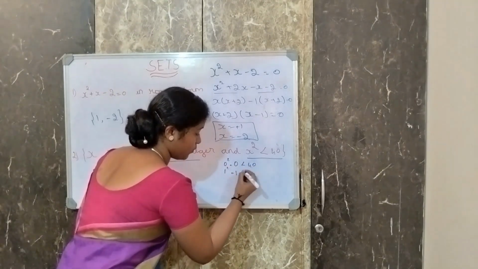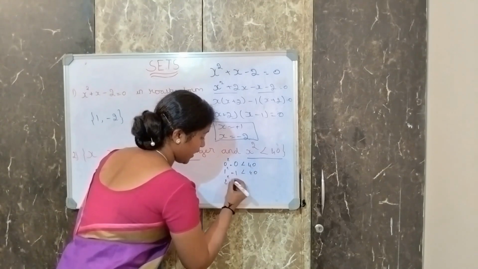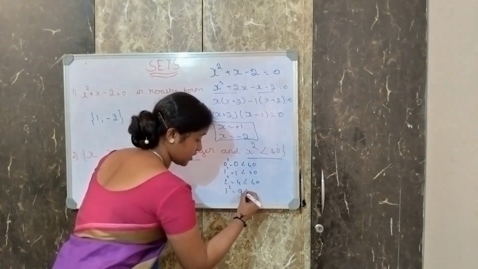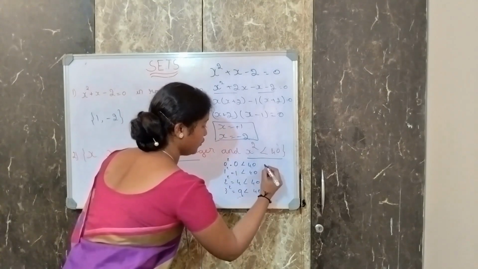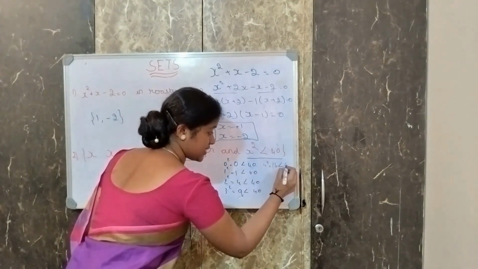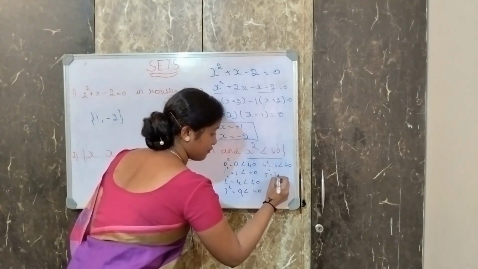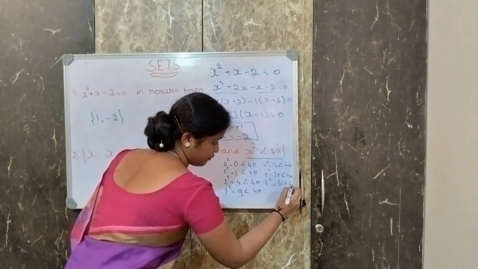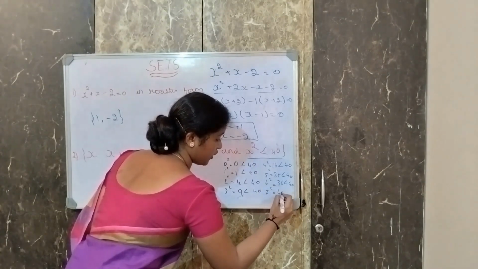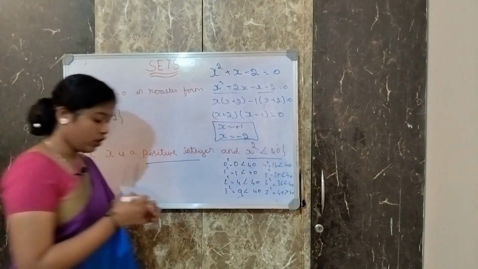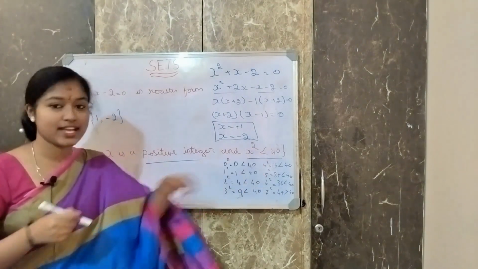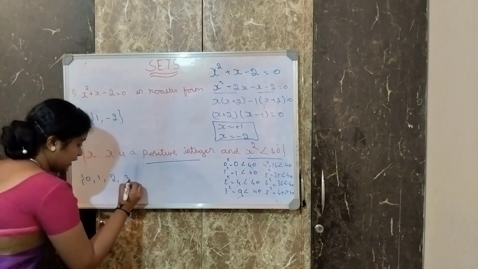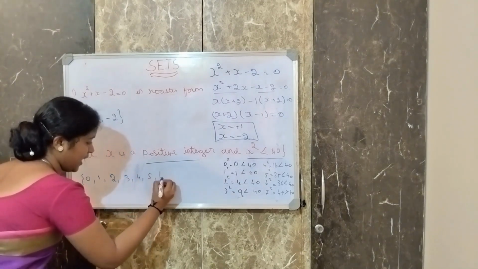1 square is 1, which is strictly less than 40. 2 square is 4, strictly less than 40. 3 square is 9, which is strictly less than 40. 4 square is 16, strictly less than 40. 5 square is 25, strictly less than 40. 6 square is 36, less than 40. And 7 square is 49, that is greater than 40. So we are listing those numbers which are less than 40. So we can write it as 0, 1, 2, 3, 4, 5 and 6.